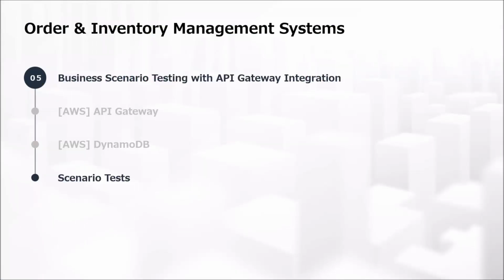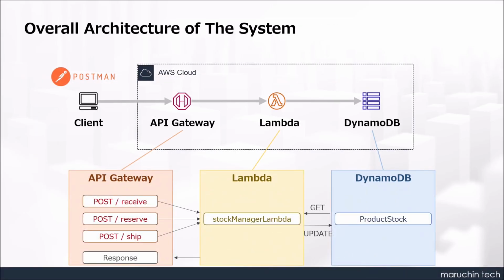Next, we will proceed to execute the integration tests. In the previous lectures, we completed the entire system. In integration testing, we will verify if requests sent via API Gateway trigger processing in Lambda and are correctly reflected in the DynamoDB table. We will use an external tool to execute requests to API Gateway. Here, we will use an API testing tool called Postman to simulate real-world business scenarios and test if the system operates as expected.